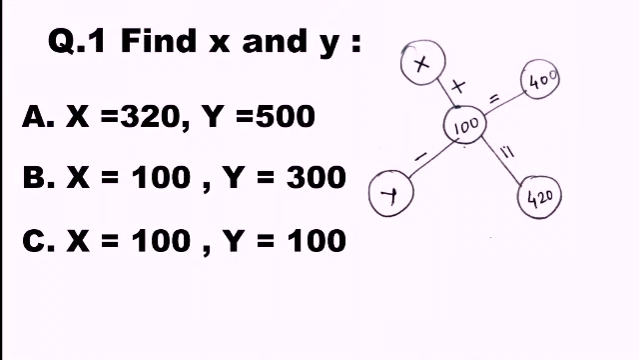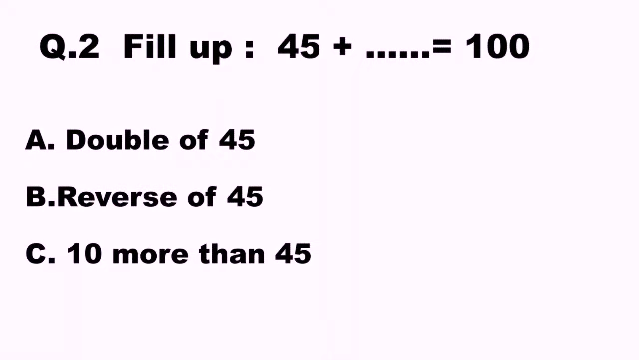Here in the second question, it is also very easy. Here also you have to fill up by numbers, or as the options are written in words, you can write the options also. 45 plus dash equals 100. Option A, double of 45. In place of dash, can we write double of 45? Can we write reverse of 45, or can we write 10 more than 45? What will be the answer?